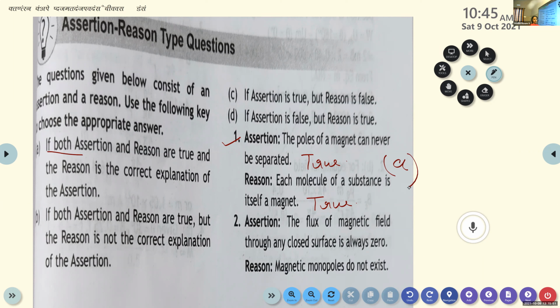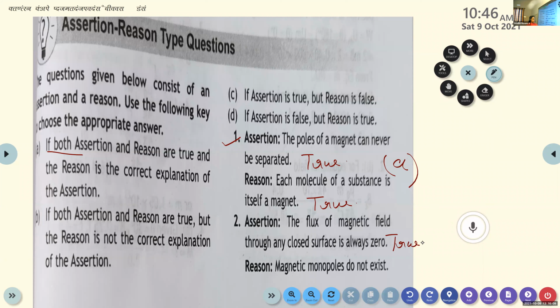True. Is there any other option? Michael, what do you think? The flux of magnetic field through any closed surface is always zero. True. It's true. Is there any other option? Actually, it is a true statement. Okay, why? I need the explanation.